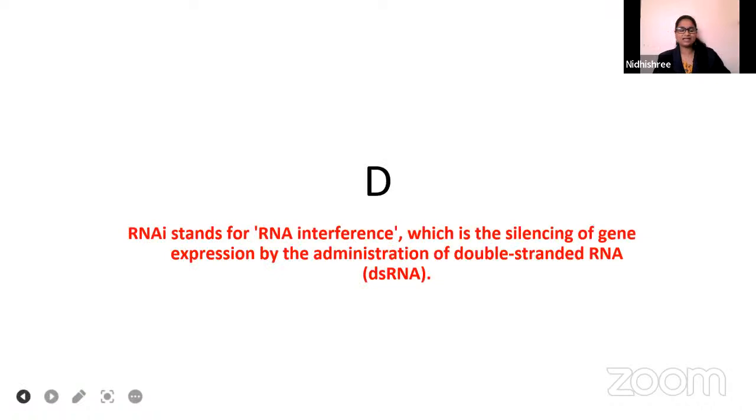Option D, that is RNA interference, is the right answer. RNAi stands for RNA interference, which is the silencing of a gene expression. It is a silencing of a gene expression. How? By the administration of double-stranded RNA, dsRNA.